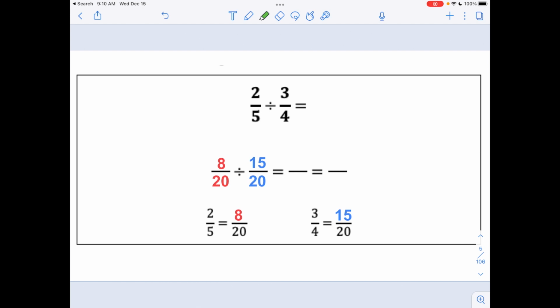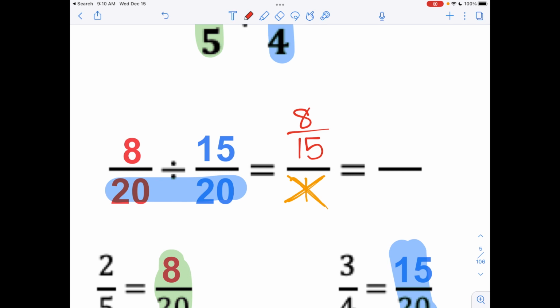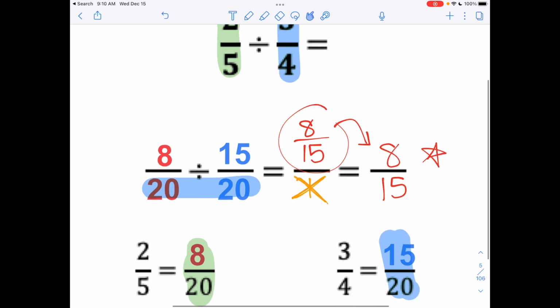So here's the first problem, 2/5 divided by 3/4. I changed 2/5 into 8/20, that's down here. And I changed 3/4 into 15/20, that's down here. And if I divide across, now I'm going to look at my denominators. 20 divided by 20 is 1. And I don't have to divide by 1, so I'm going to cross that out. On the top, 8 divided by 15 can be rewritten like this. And I'm going to take the entire thing and rewrite it with an 8 on top of 15. The answer is 8/15. All right.